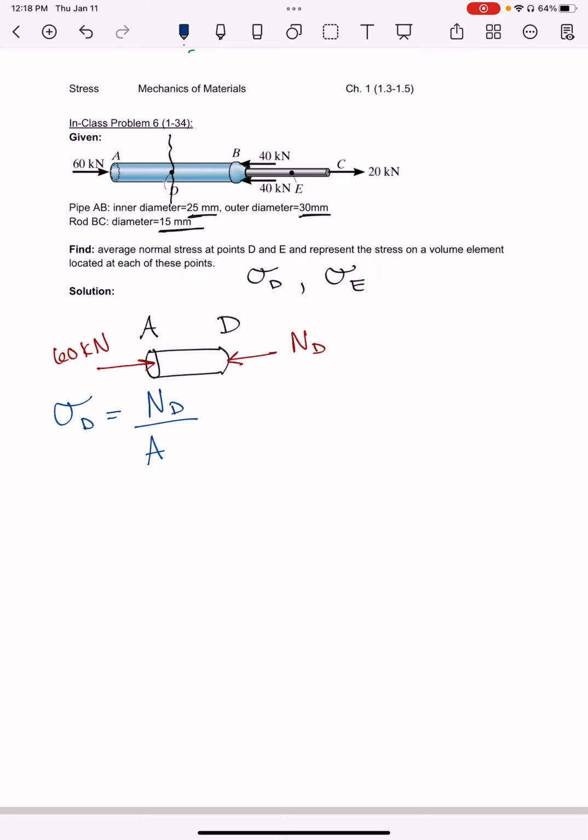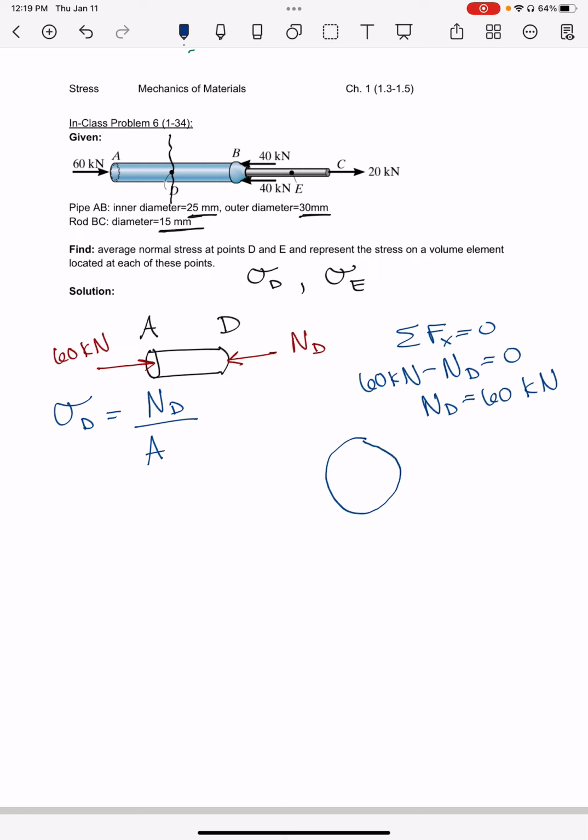So if we look at our free body diagram, we sum the forces in the x direction equals 0. We get that 60 kilonewtons minus ND equals 0. So ND equals 60 kilonewtons. That's in compression. And then we need the area. And this one is a pipe. And so we need the area of the pipe.